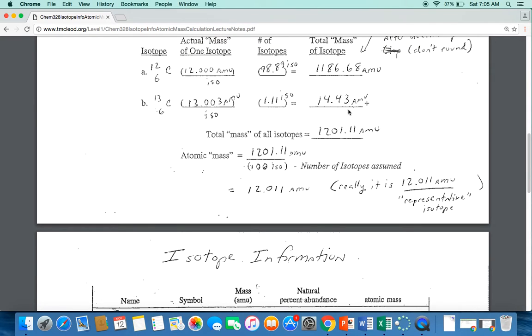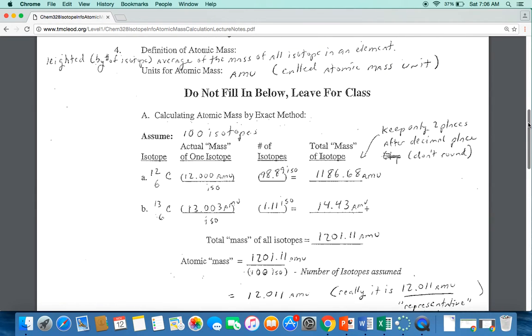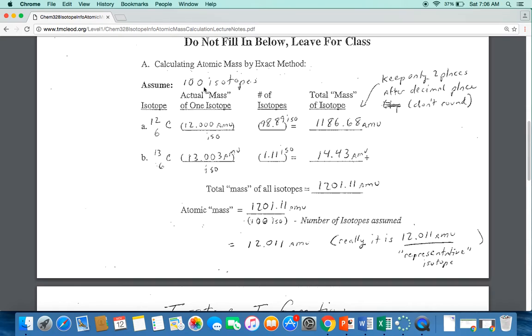Once you have the masses of all the isotopes out of 100 isotopes, you add them all together to get the total mass of 100 isotopes, which you write there, and you write it back down here. Then you divide it by how many isotopes you assumed. In this case, you assumed 100 isotopes, so you divide by 100. If you assumed 1, you divide by 1 isotope, or if it was 10,000, you divide by 10,000 isotopes. The resulting number, in this case, is 12.011 AMUs, which really means 12.011 AMUs per isotope.